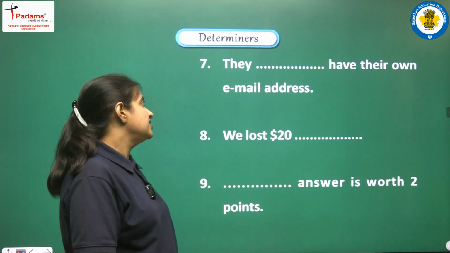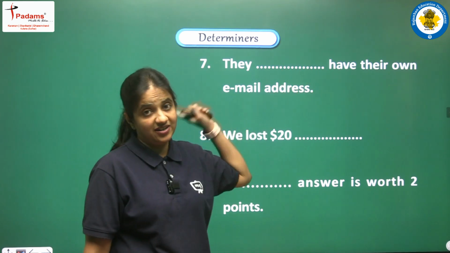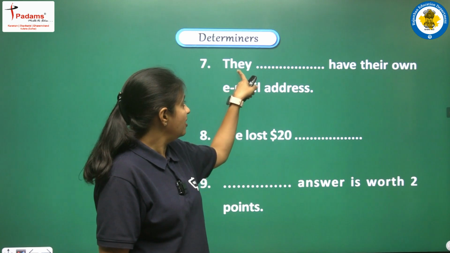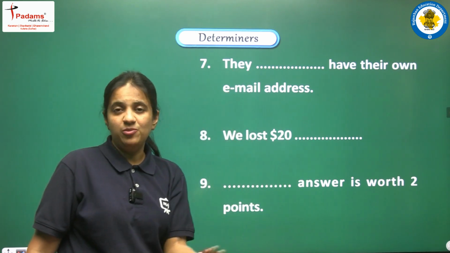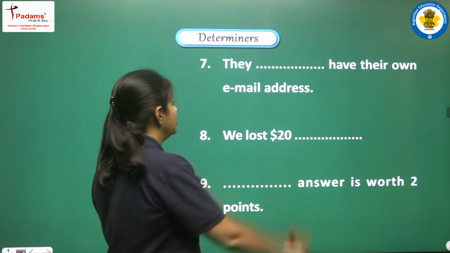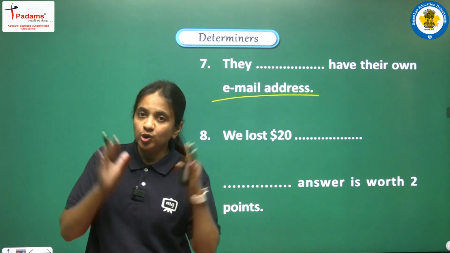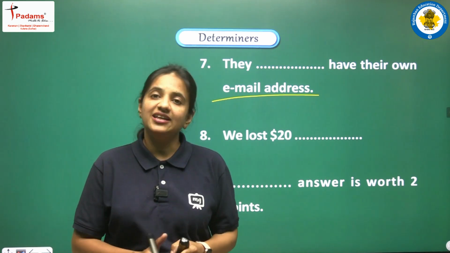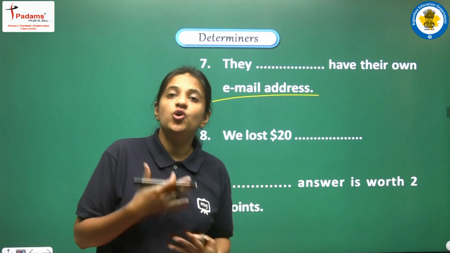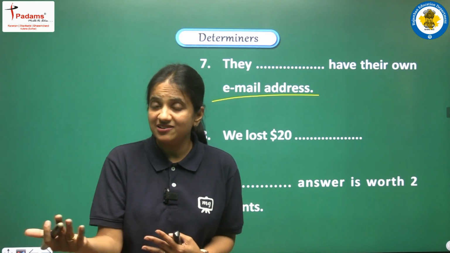Moving on, next sentence, they have their own email address. So now students, we are talking about they, maybe they are some employees, maybe they are some students, and we are saying that they have their own email address. And now just tell me, क्या दो लोग अपना email address share कर सकते हैं? No, जितने भी लोग हैं उस ग्रुप में सभी का email address सबका अपना email address होगा, right?